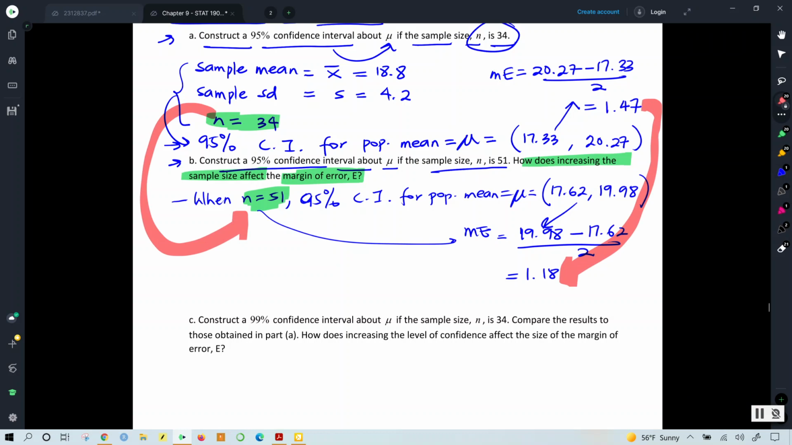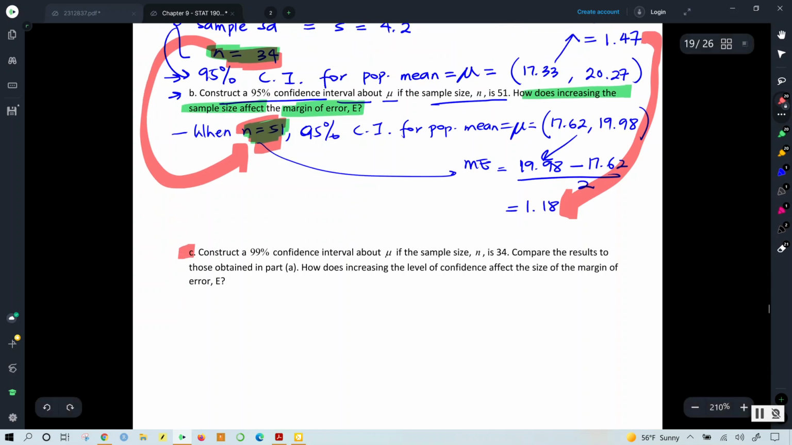That intuitively makes sense. The bigger your sample size, the closer you're getting to the population, and the more information you have to minimize the error. Then for question C, we're to construct a 99% confidence interval for the mean if the sample size is 34. So we want a 99% confidence interval for the mean.